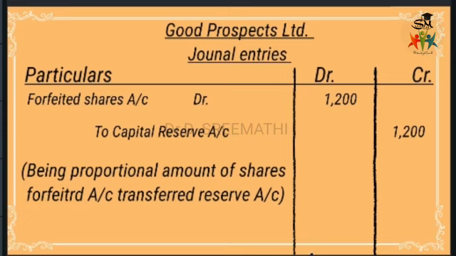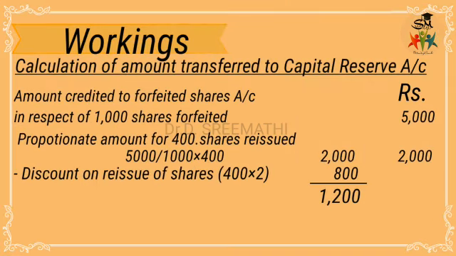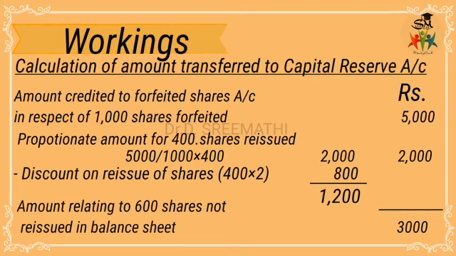If you want to see this in a ledger, put a forfeited shares account: credit with 5,000 rupees and debit with 800, which is the discount on reissue of shares. Then transfer to capital reserve 1,200, and the balance is 3,000. This balance 3,000 will be shown in the balance sheet, since those shares are not yet reissued.